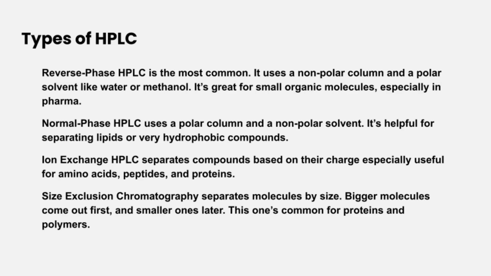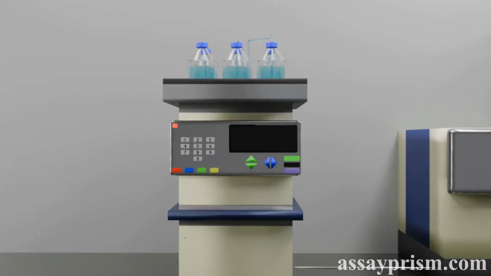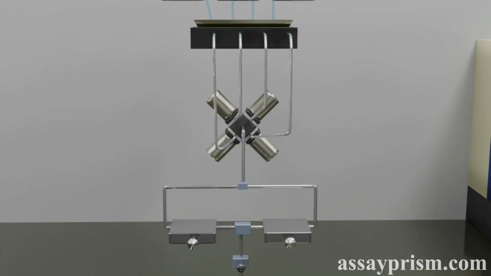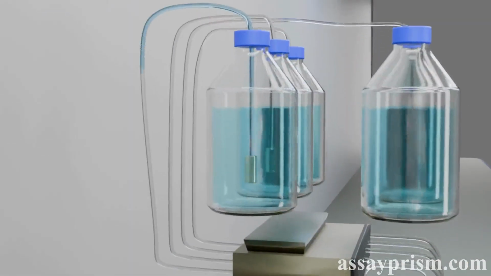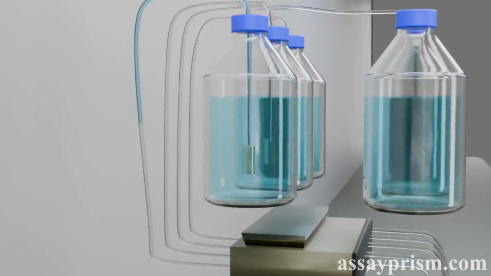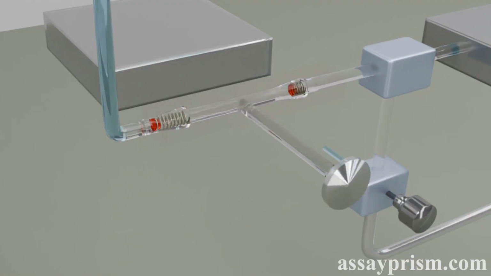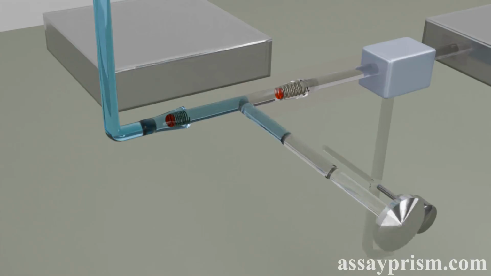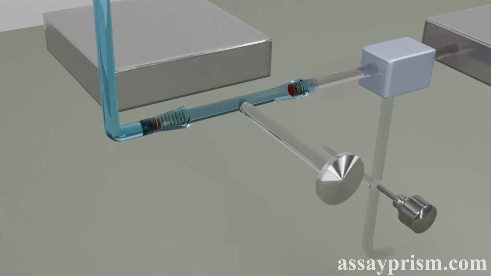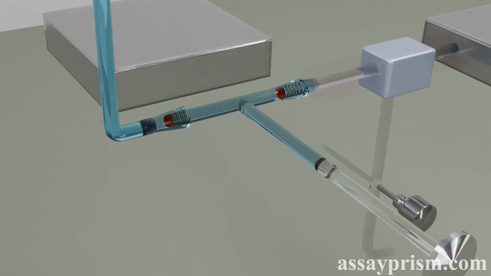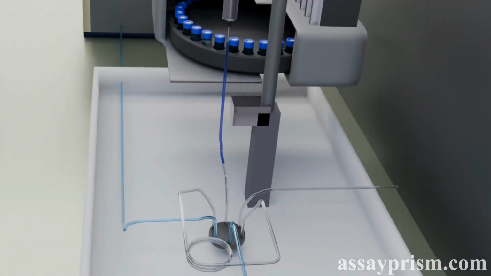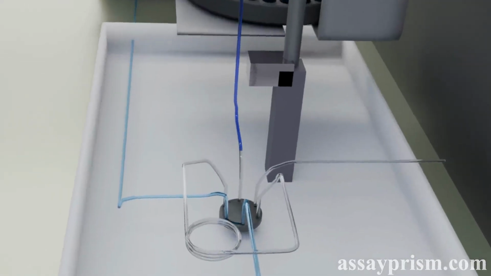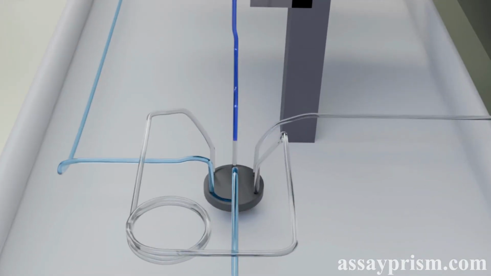Every HPLC system is made of a few essential parts. Here are some of them. The solvent reservoir, which holds the mobile phase, like water, methanol, or acetonitrile. These solvents need to be pure. The pump delivers the mobile phase at high pressure to keep the flow steady and controlled. The injector introduces the sample into the flow path. You can do it manually or by using an autosampler for consistent results.